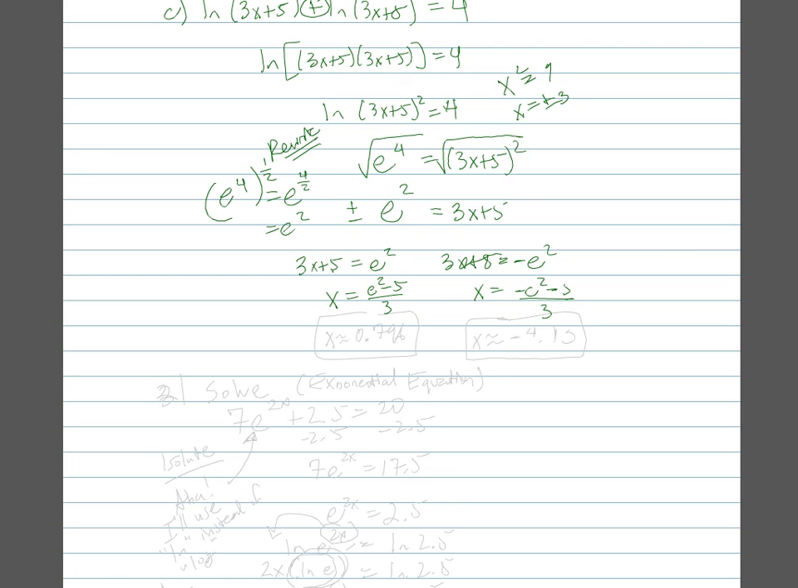So e squared: push 2 in your calculator, and then do second, e to the x. You should get about 7.3. Subtract 5, divide by 3. x equals approximately 0.796.